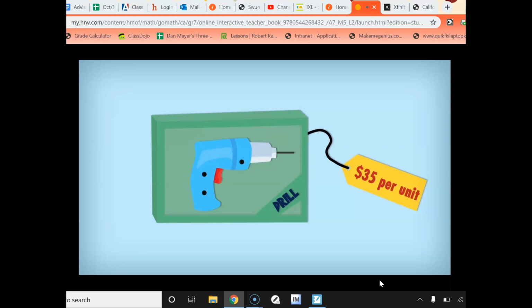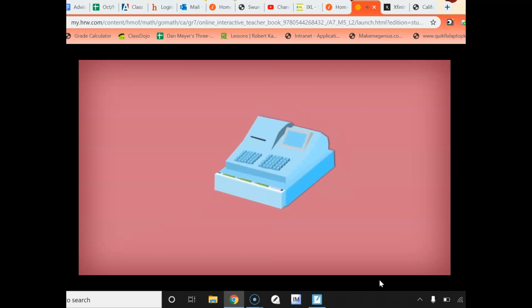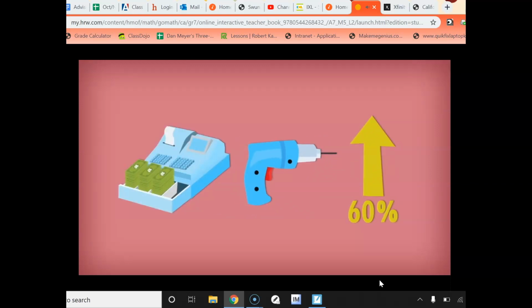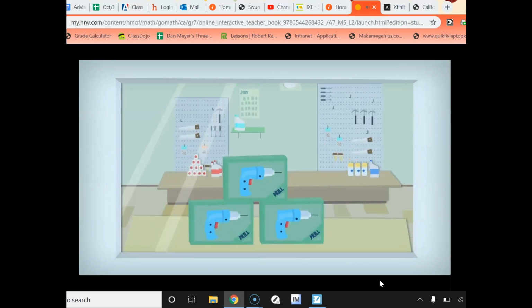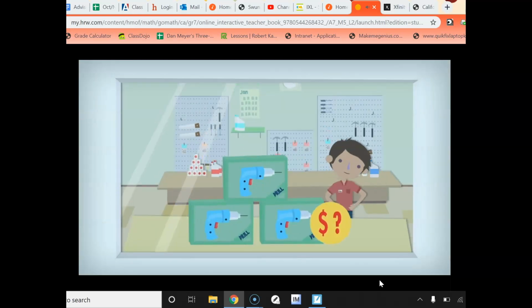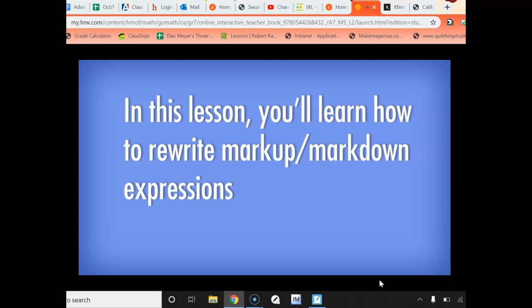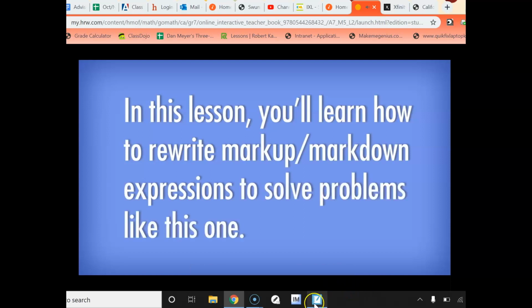Hernando's boss buys drills for $35 each. But he needs to make a profit, so he marks up the price on the drills by 60% before selling them. So, now Hernando has to work out what sticker price to put on the drills he's just displayed in the window. In this lesson, you'll learn how to rewrite markup markdown expressions to solve problems like this one.